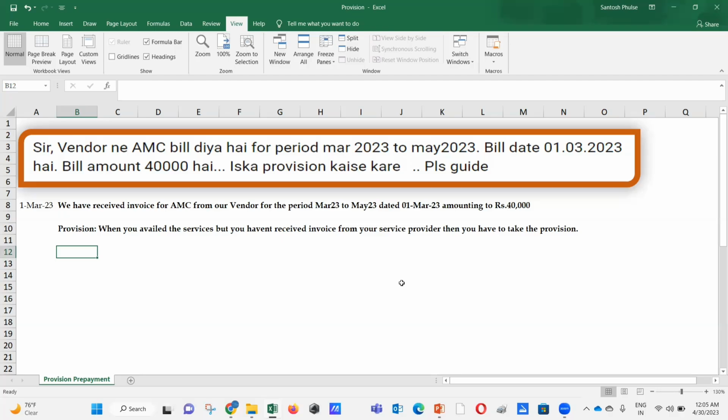Now how is it going to work? That's the second scenario. When you receive the invoice as on 1st March, what entry do you have to make in the system? You have to book the invoice. If it's an AMC, annual maintenance contract, then you are going to say AMC expenses account debit. You might have annual maintenance expenses or a different nomenclature for your ledger, but we are considering here an AMC expenses account debit towards the P&L, and that's going to be 40,000.